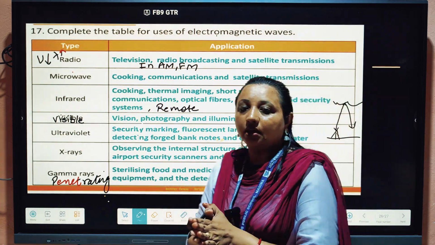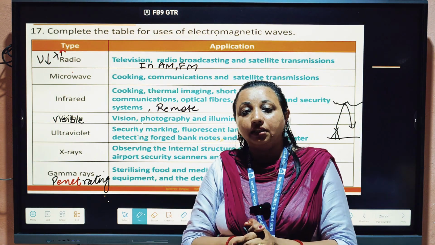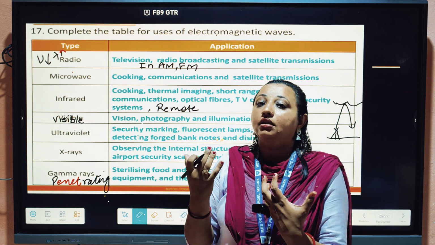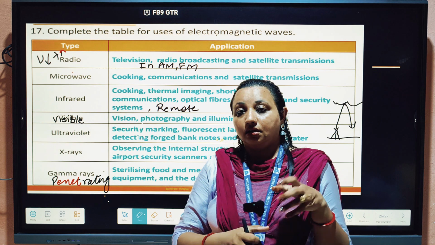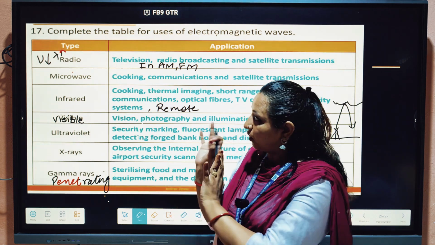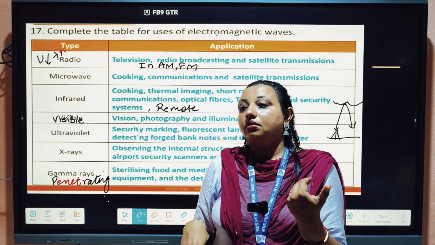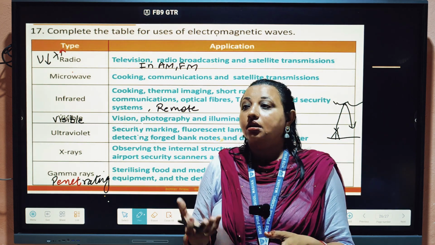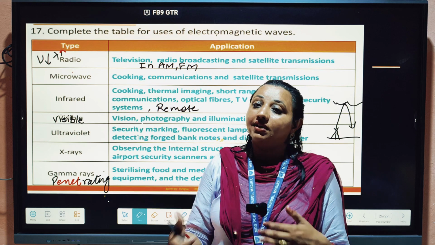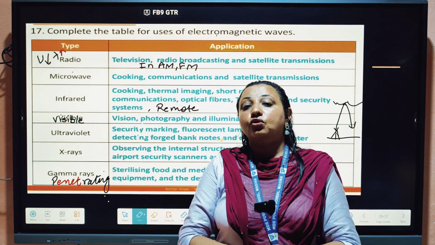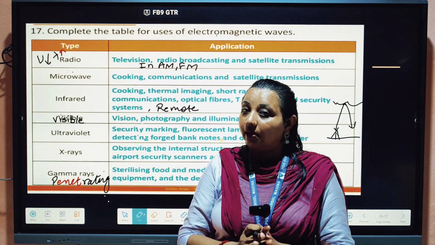So I think everything is clear to you. These are the properties and the uses of electromagnetic waves. Questions arise from here only: what are the uses of this particular wave, what are the properties, which one has the longest wavelength, which one has the least wavelength. All these are questions. So here the electromagnetic waves chapter is completed.